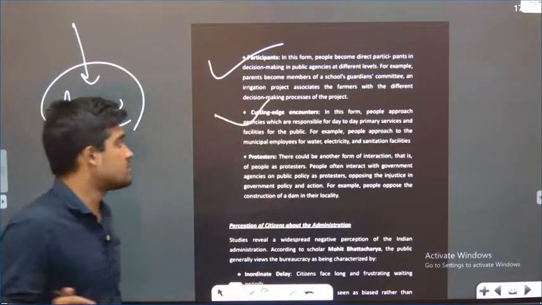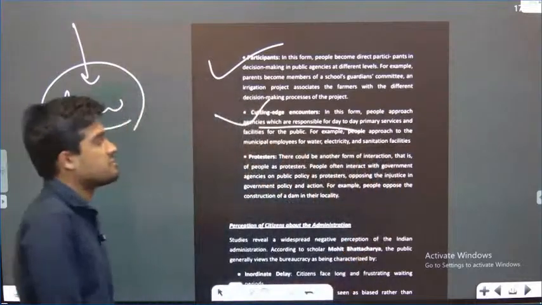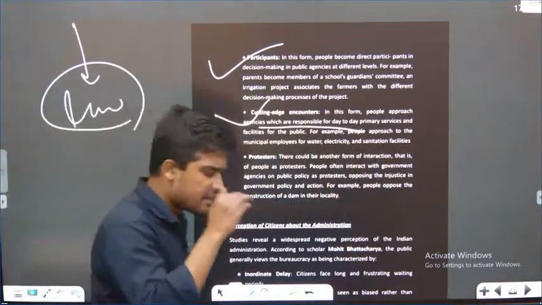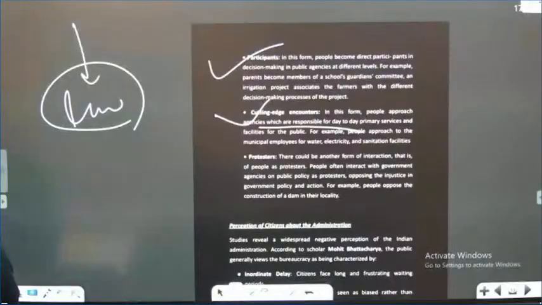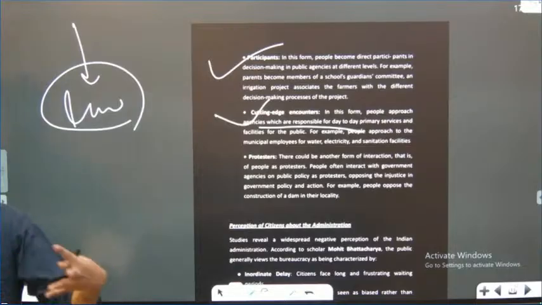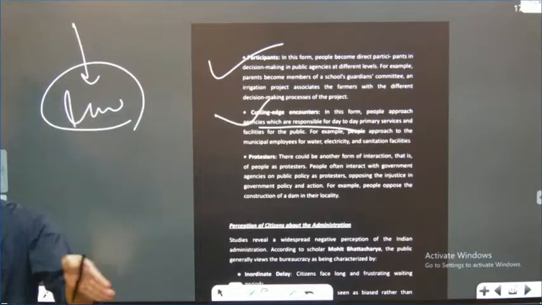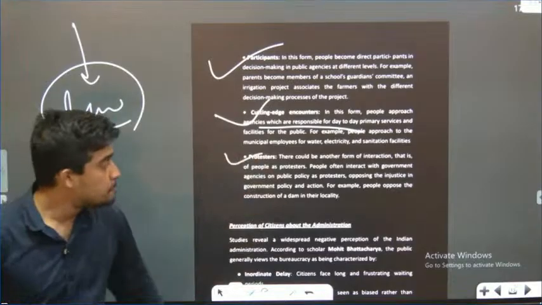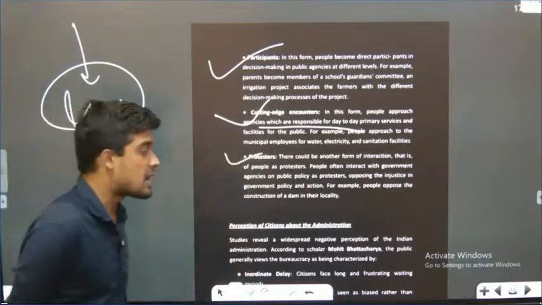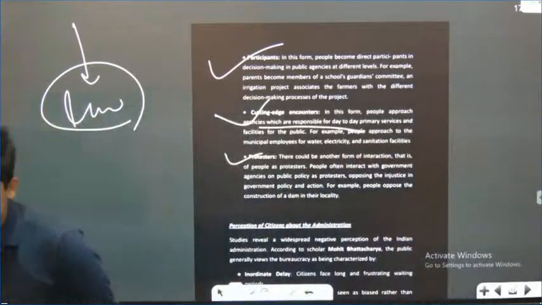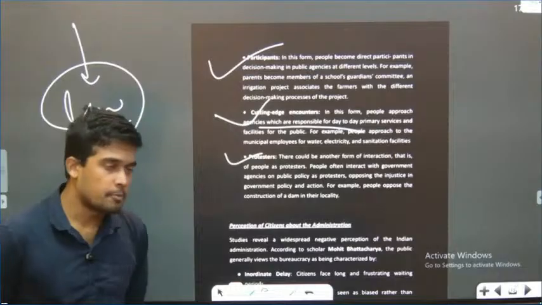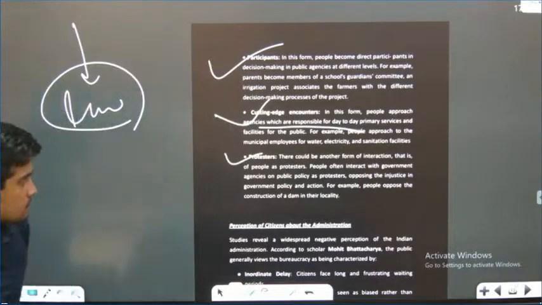Then cutting edge encounters. In this form, people approach agencies responsible for day-to-day primary services, for example, the electricity body or water authority in your local area. You go to them, see how things are being done, and ask for services. So these are cutting edge delivery, where direct interaction with citizens is happening. Then protesters. Citizens also act as protesters against the government. If they do not agree with the government's policies, they are protesters.